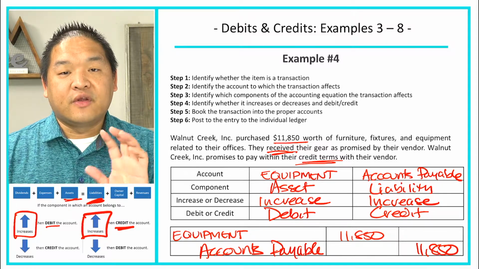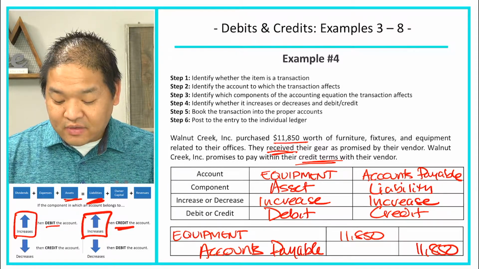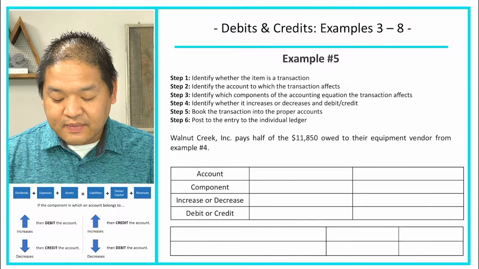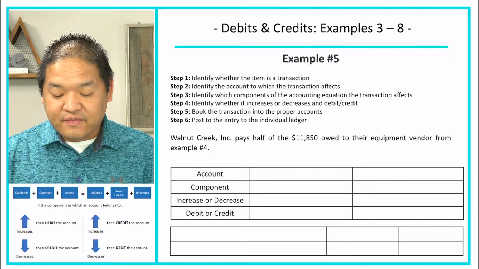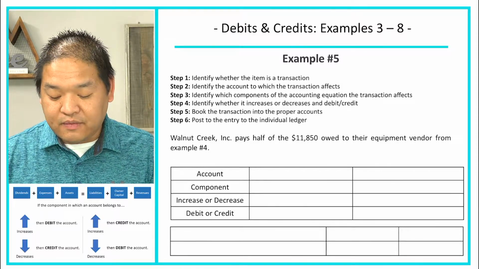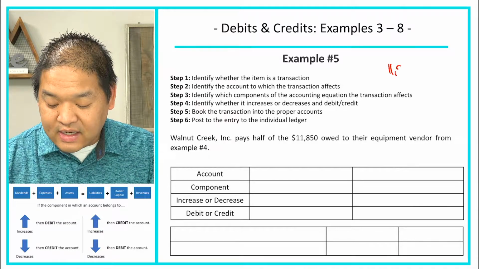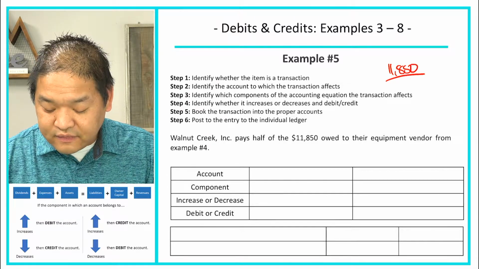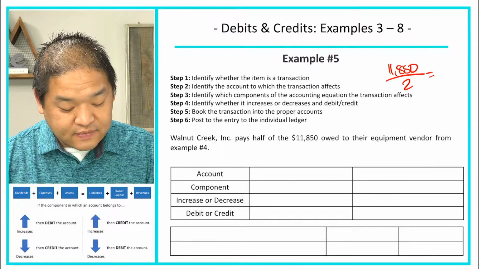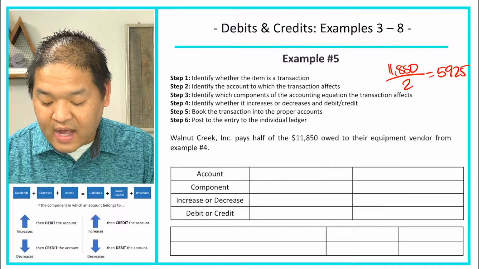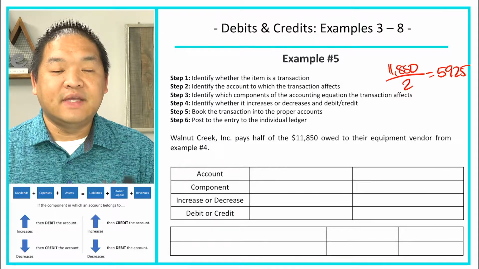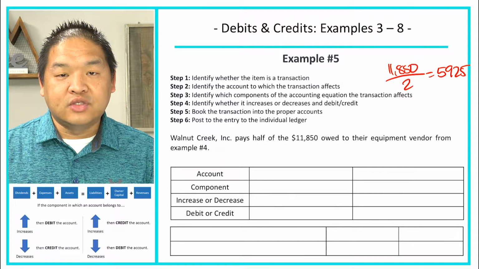All right. If you're good with number 4, let's go ahead and move on to number 5 here. Walnut Creek pays half of the $11,850 owed to their equipment vendor from example 4. So $11,850 divided by 2 gives us $5,925. So $5,925 is the amount that we are going to debit and credit.